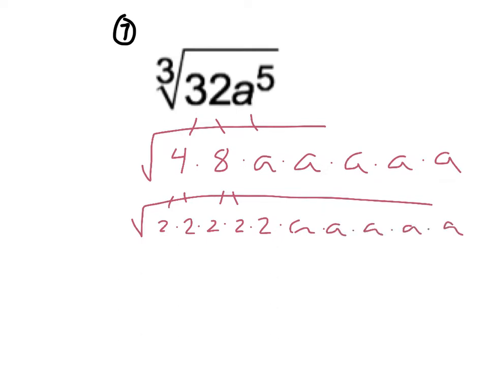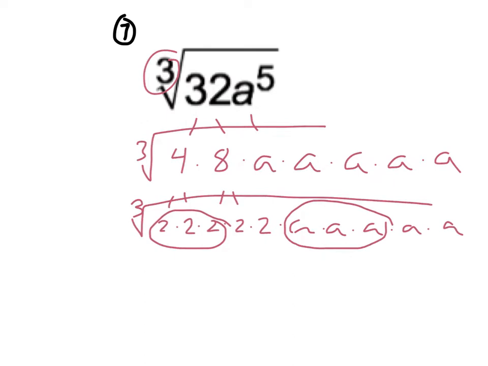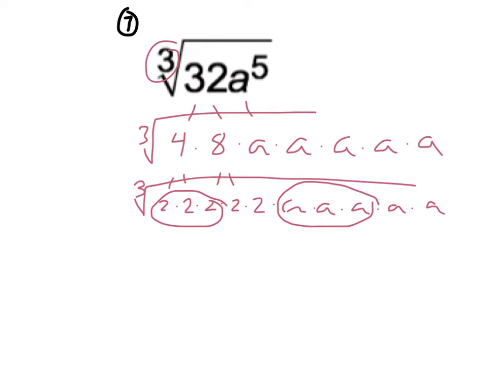Now we're going to circle our groups of 3. So we have 3 2's there. We only have 2 there, so we can't circle any more 2's. But we can circle the 3 A's. And then we don't have 3 there, so we can't circle any there. So we're going to take out the ones we circle. So we have 2 that comes out and A that comes out. So then on the inside, we're still left with 2 times 2 times A times A.